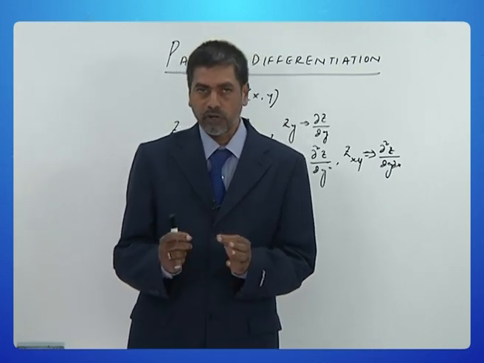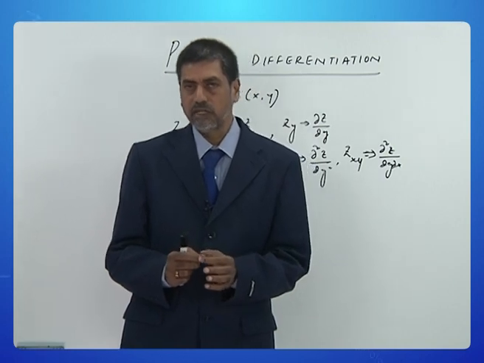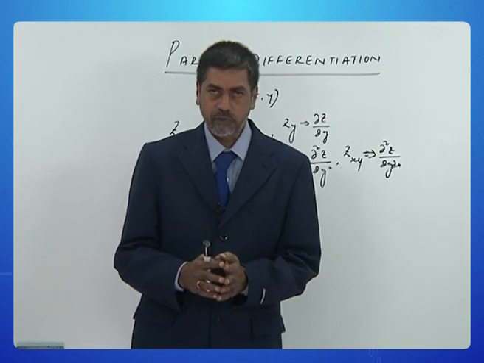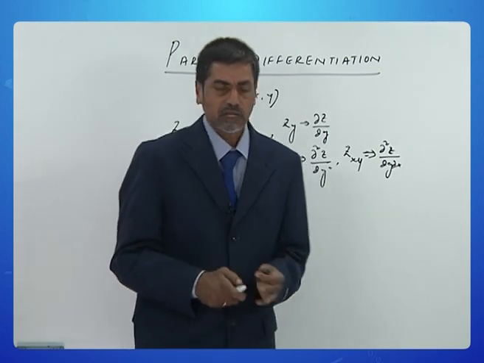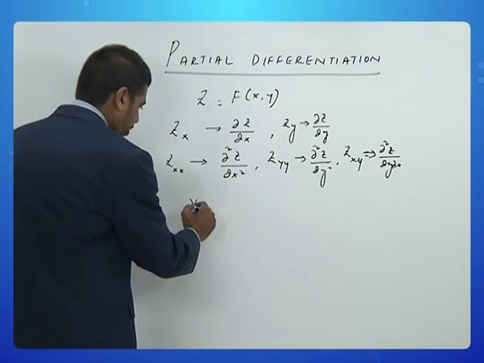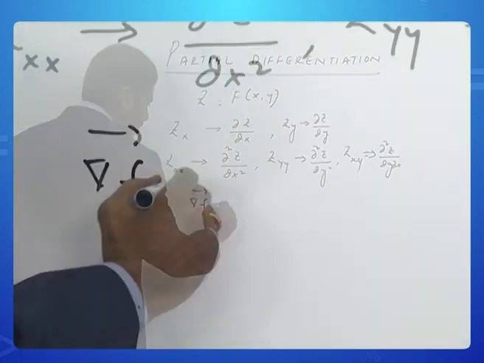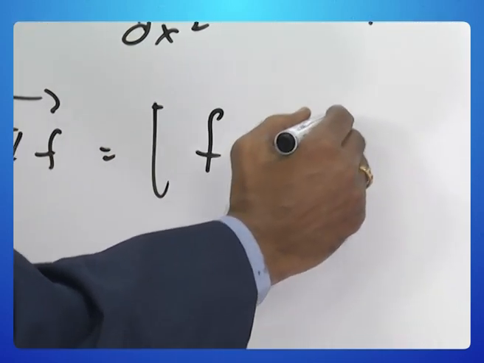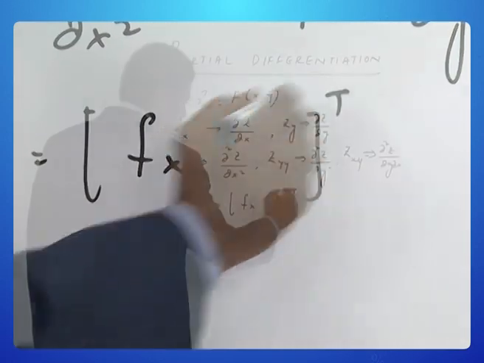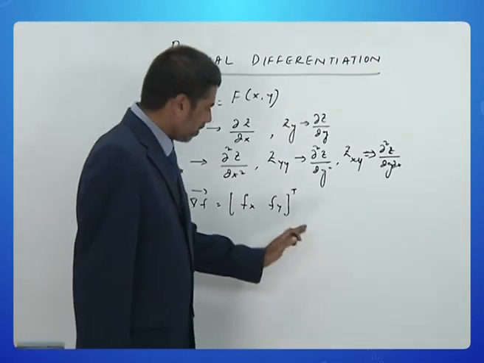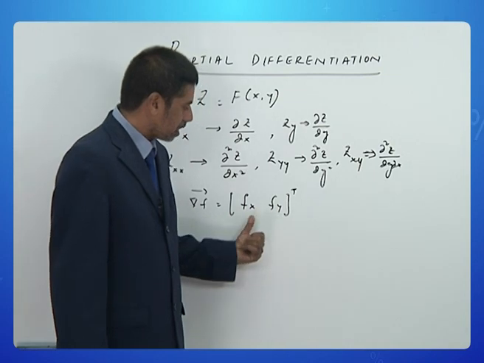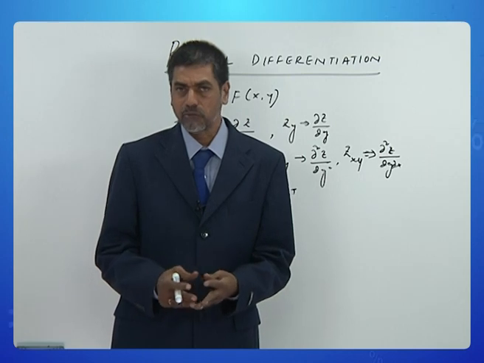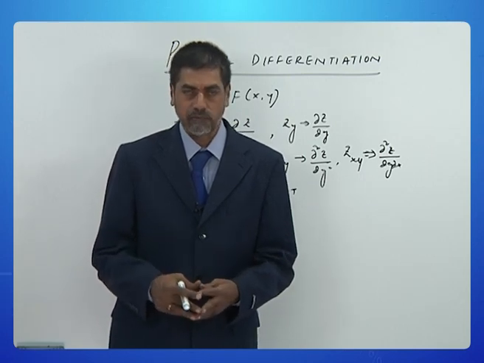One of the very important vectors that we see in field theory is the gradient vector. The gradient vector is generally denoted by del f, and this is nothing but fx, fy transpose. So, this vector, which consists of the first order partial derivatives, is very important in determining the critical points of a function, about which we will discuss later on.